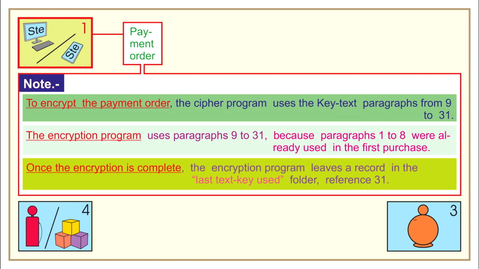Note: to encrypt the payment order, the cipher program uses the key text paragraphs from 9 to 31. The encryption program uses paragraphs 9 to 31, because paragraphs 1 to 8 were already used in the first purchase. Once the encryption is complete, the encryption program leaves a record in the last text key used folder, reference 31.